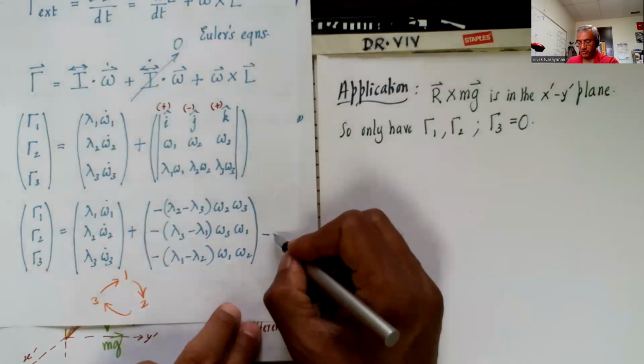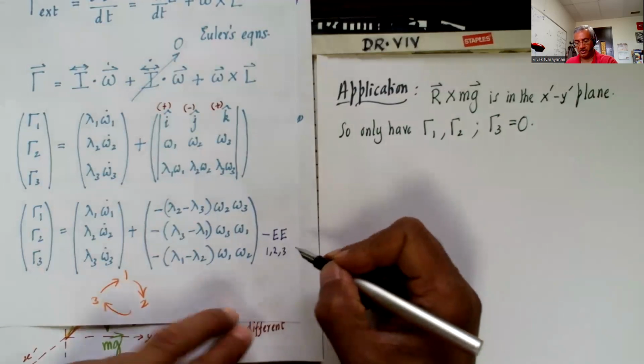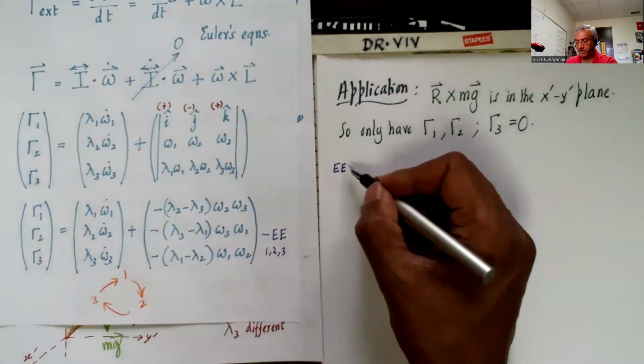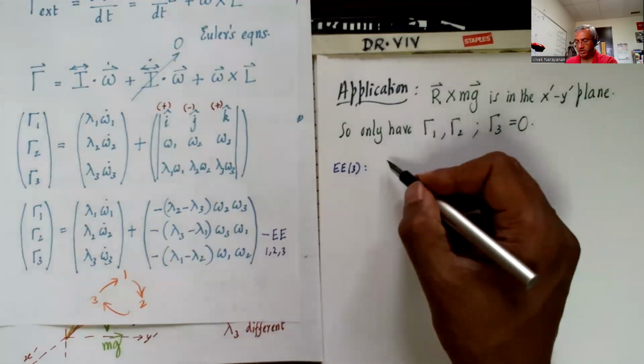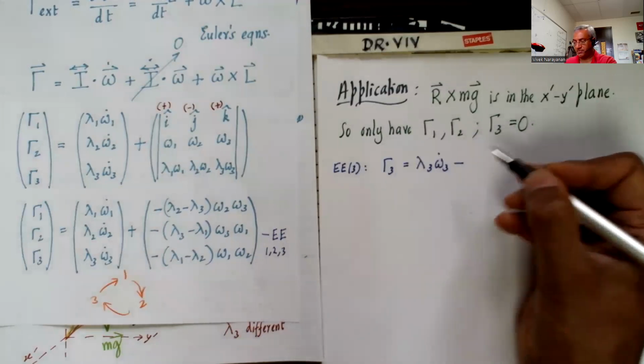I'll call these Euler equations 1, 2, and 3, where 1 would be that, 2 would be this, and 3 would be that. So Euler equation 3 gives me, I'll write down what Euler equation 3 is first.